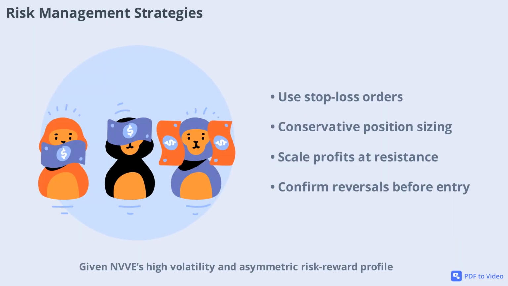In NVVE's high volatility and asymmetric risk-reward profile, effective risk management is crucial. Traders should consider using stop-loss orders to limit downside exposure, especially near key support levels. Position sizing should be conservative, accounting for the possibility of gap-down moves. Upside targets should be scaled at resistance levels, and profits should be taken incrementally as the price approaches these targets. Always confirm reversal signals before committing significant capital.